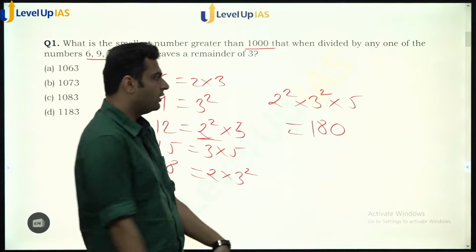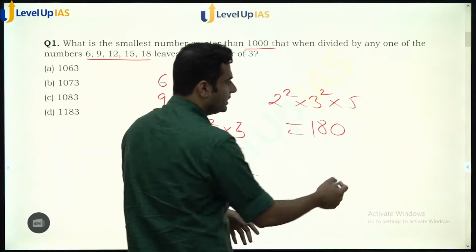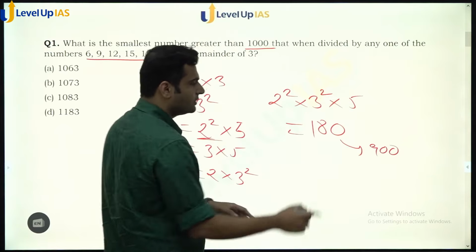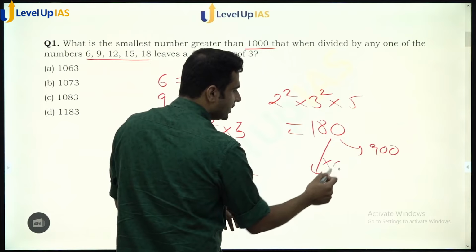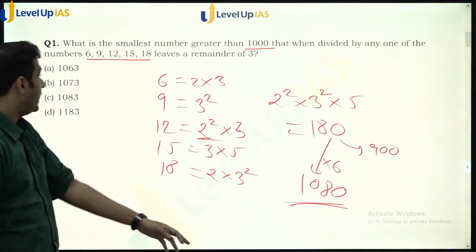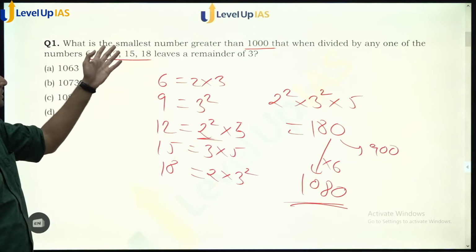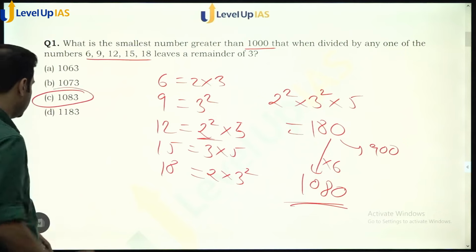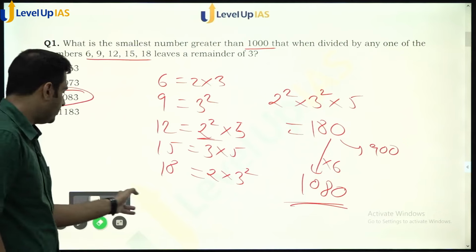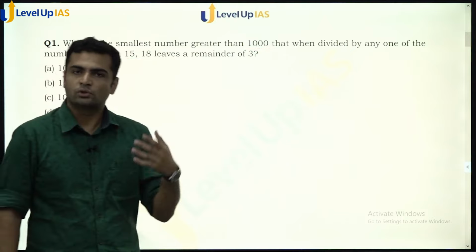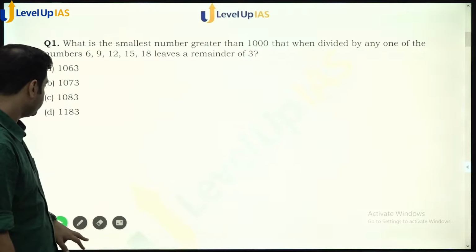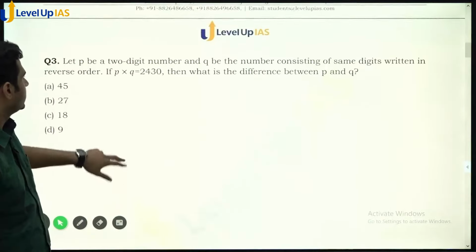Now if you know the table of 18, 5 eights are 90, so 180 into 5 is 900, not greater than 1000, but 180 into 6 is 1080. This is greater than 1000, and we add 3, which was the remainder, to get the answer. Because I had to explain it, it took some time, but if you solve it directly, it should not take more than 40-50 seconds. Okay, let's go to the next question.